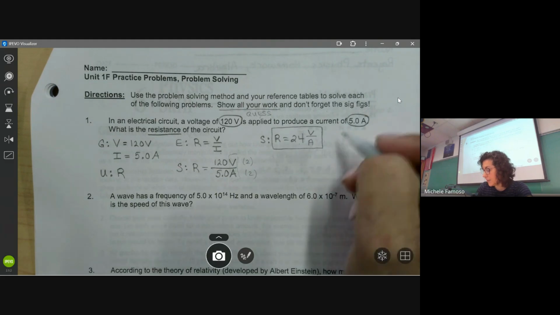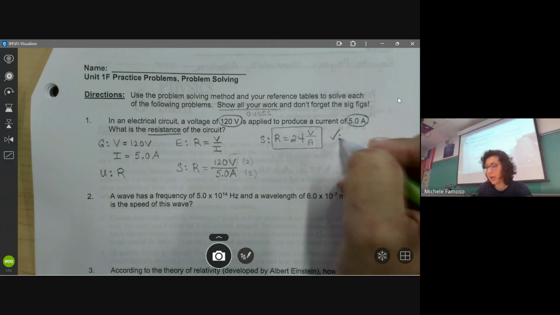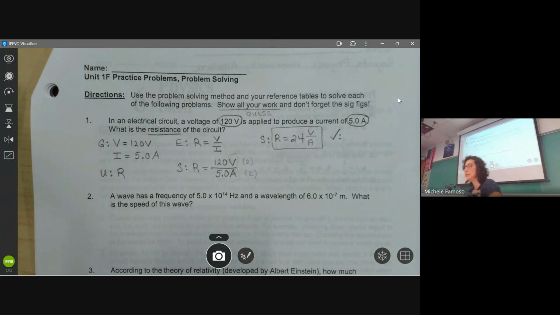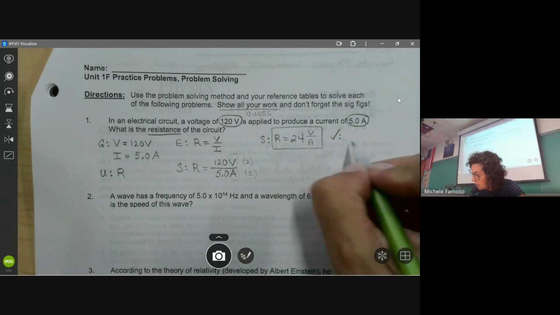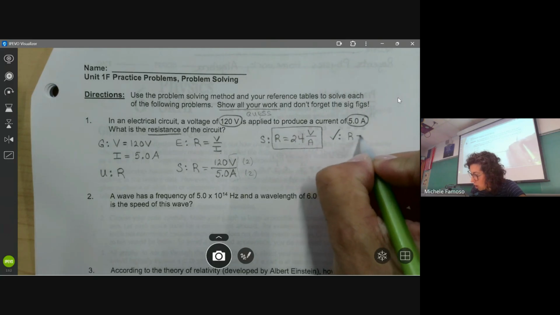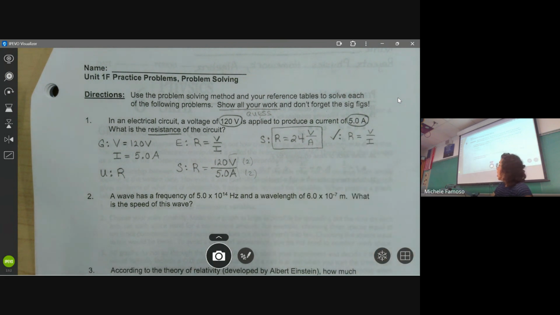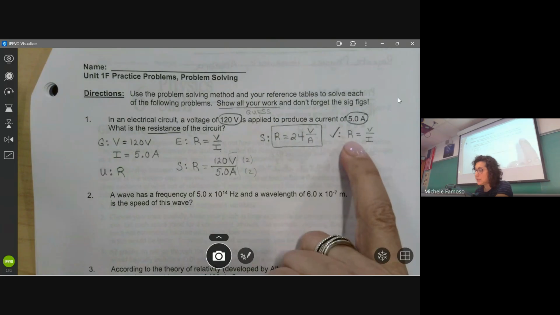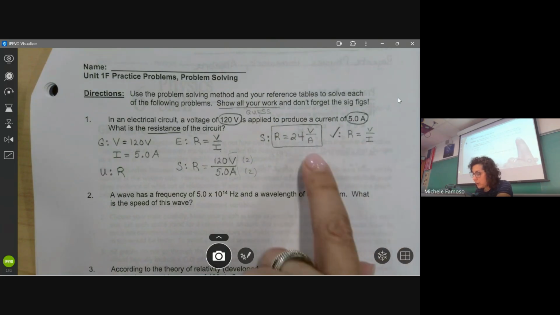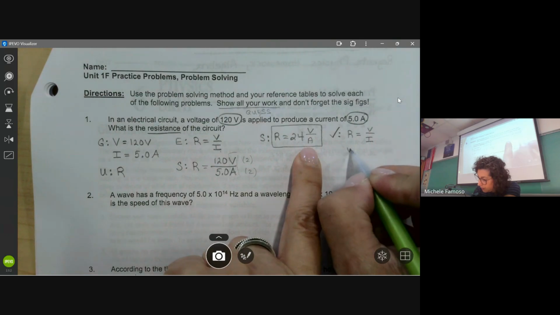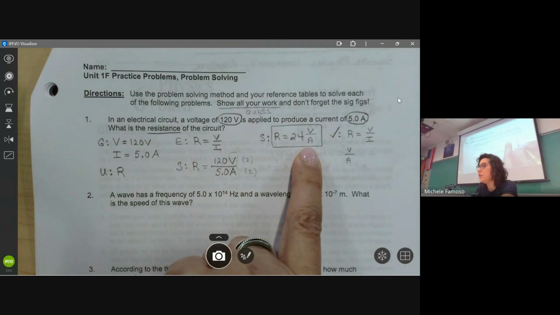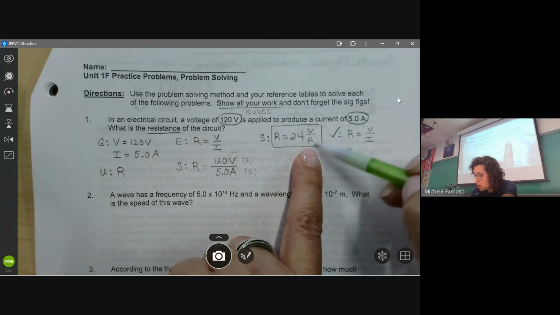The last step is to do the check. I'll show you how to do that. The dimensional analysis. We start by rewriting our equation, R equals V over I. But all we are doing is checking the units that we came up with. The units for R that we came up with were V over A. We're plugging in the V over A for the R. Those were the units we got for R, V over A.